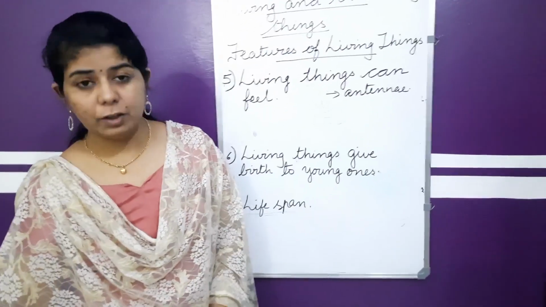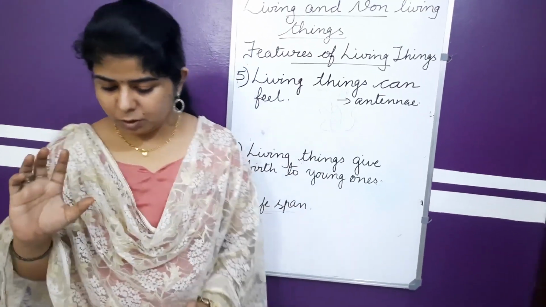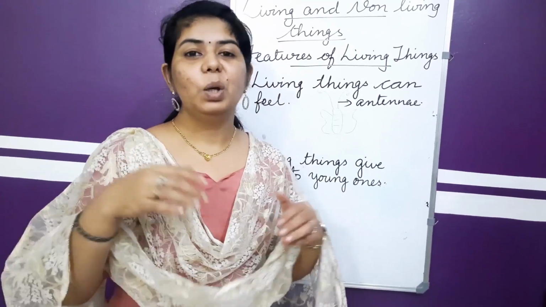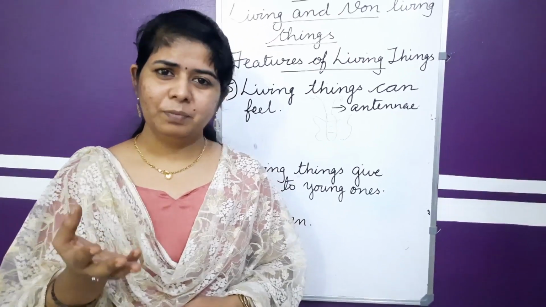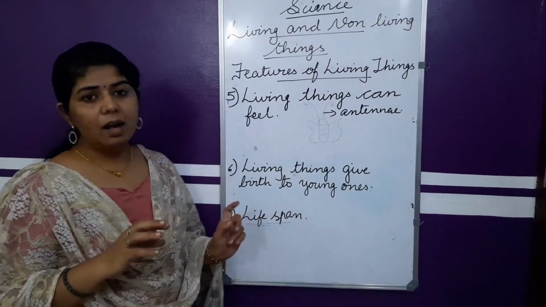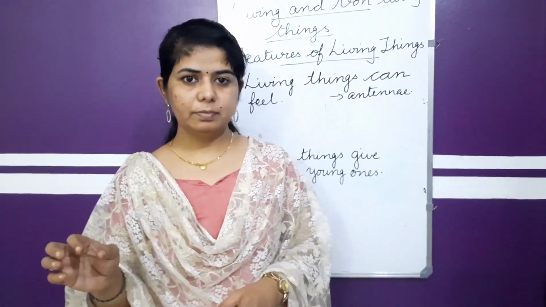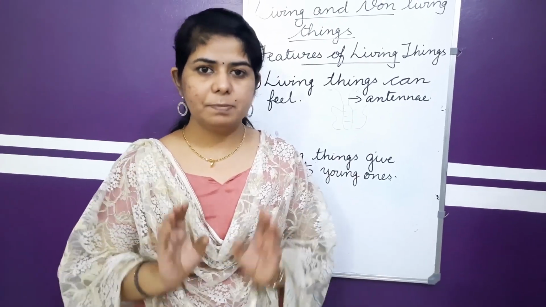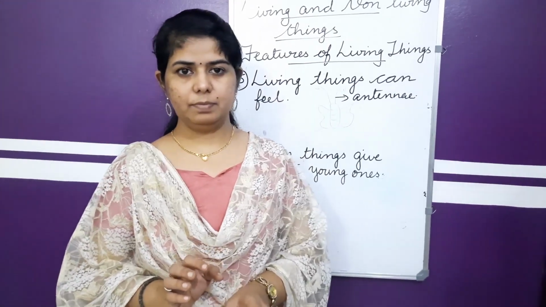It is said a dog can live up to 10 to 12 years. A tiger about 20 to 26 years. Human beings about 70 years. But nowadays some human beings are living more than 100, 102 years and all. So that is known as the lifespan, the time limit for a living thing to live. After that, its life is ended. These are the different features of living things.